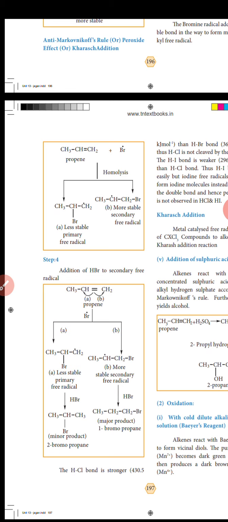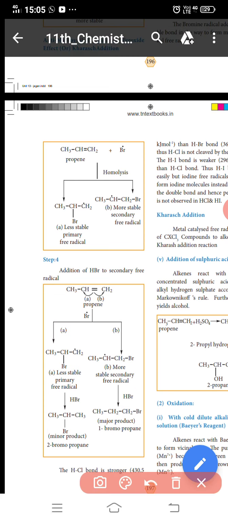Step 3: the bromine radical adds to the double bond in such a way as to form the more stable alkyl free radical. Propene reacts with the bromine radical. The first product is a less stable primary free radical, CH3CHCH2Br; the second is a secondary free radical, CH3CH(radical)CH2Br, which is more stable.